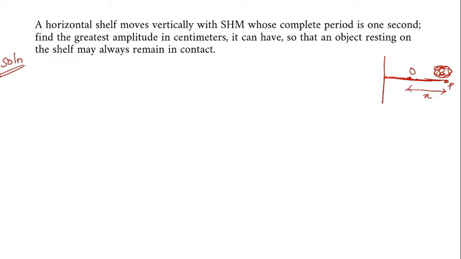So let m be the mass of the object lying on the shelf. So we are going to denote some values. So m, the mass of an object lying on the shelf.